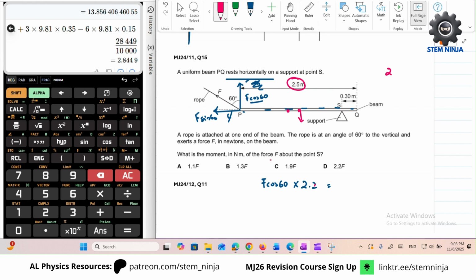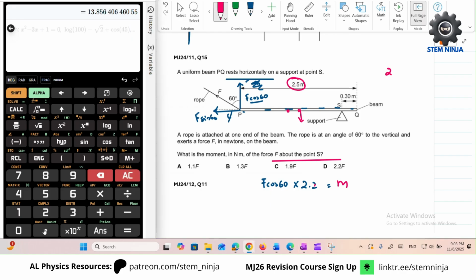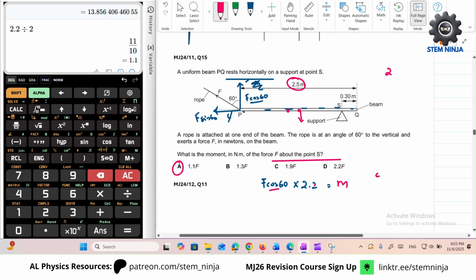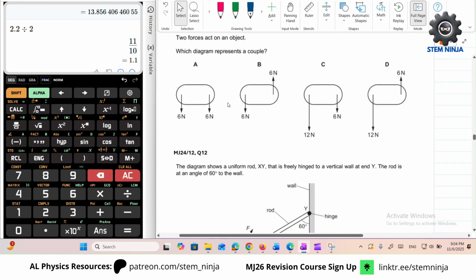Oh, sorry. What is the moment of the force F about S? So basically, this is the thing, right? Sorry, I did not see that. So 2.2 times by cos of 60, which is basically 1 divided by 2. So 1.1 F. The cos of 60 is basically 1 over 2, so 1 over 2 F times by 2.2, which is just 1.1 F. Okay, this was straightforward.